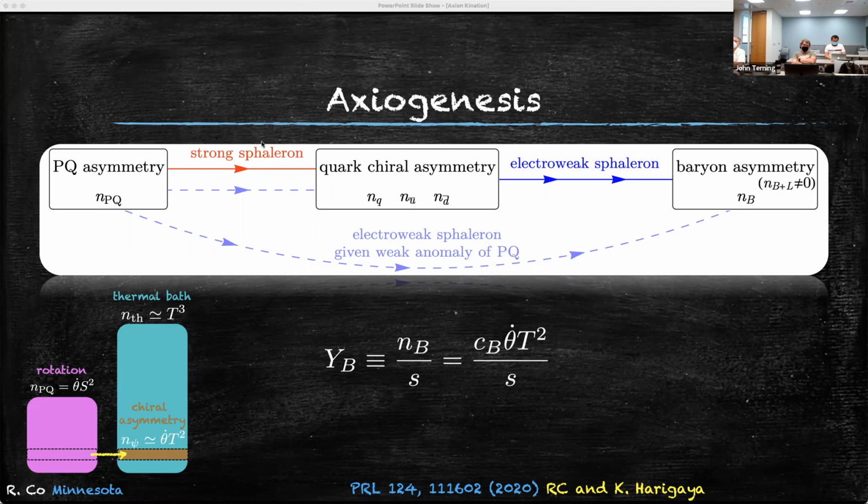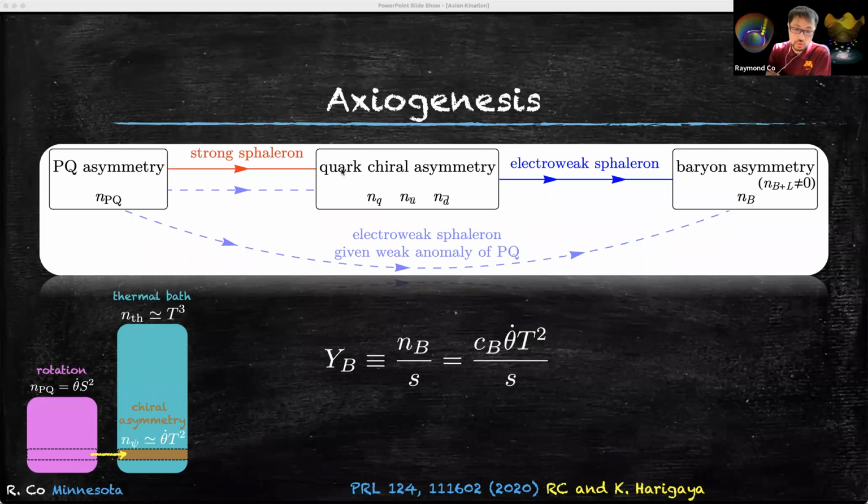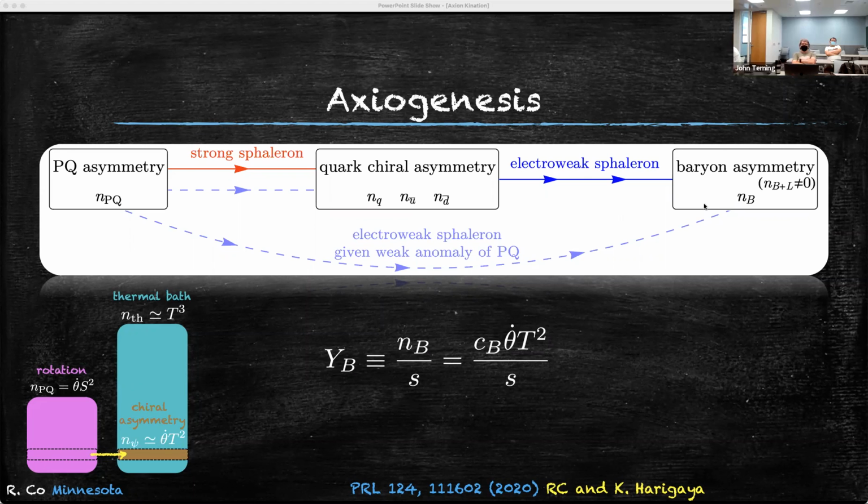In the case of the QCD axion, this transfer will occur through the standard model strong sphaleron. So this is more or less guaranteed by construction that you have the axion-gluon coupling. So this PQ-breaking charge would now transfer to quark chiral asymmetry. You have more quarks than antiquarks. But at this stage, you still have a zero baryon asymmetry. But what happens is that the electroweak sphaleron processes of the standard model will further reprocess this quark chiral asymmetry into the baryon asymmetry. And eventually this charge goes from the PQ rotation into the non-zero baryon asymmetry.